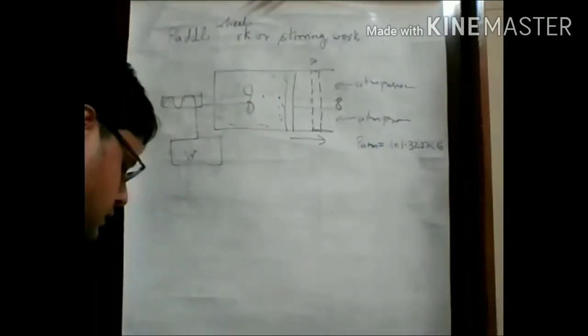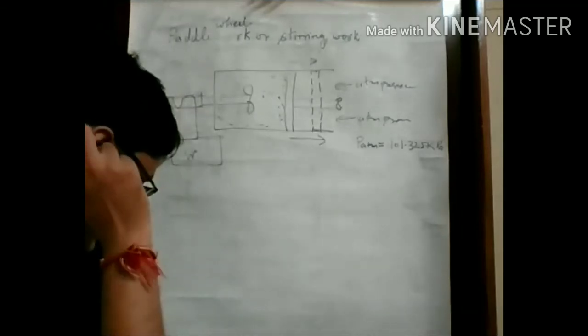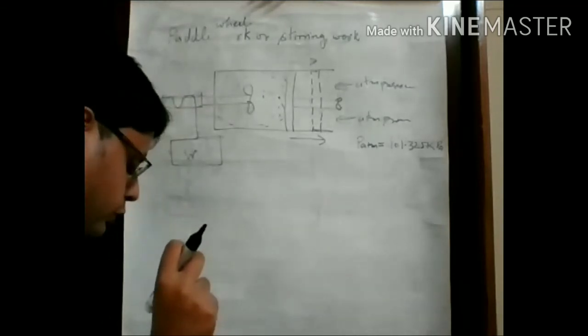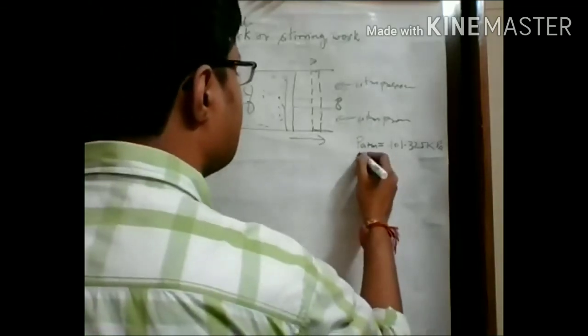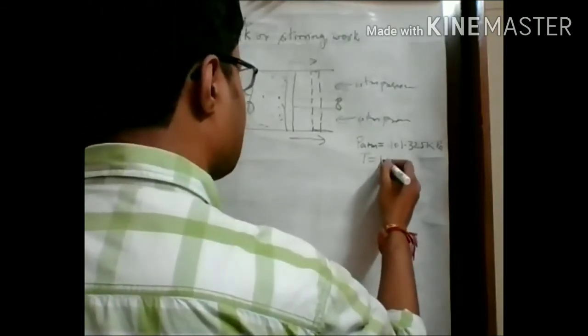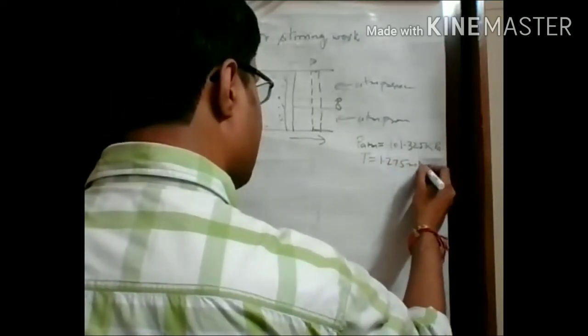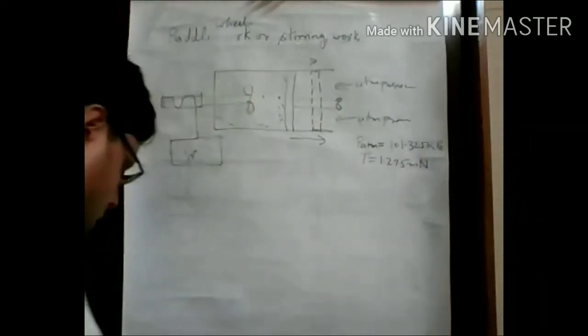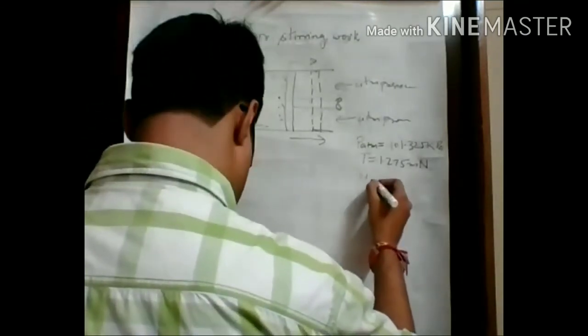The stirring device is turned 10,000 revolutions with an average torque against the fluid of 1.275 milli-newton meter. So here torque is given, 1.275 milli-newton meter, and revolution is given, that is 10,000.